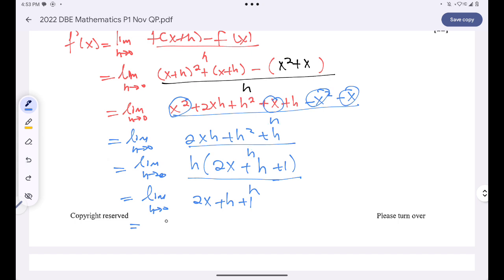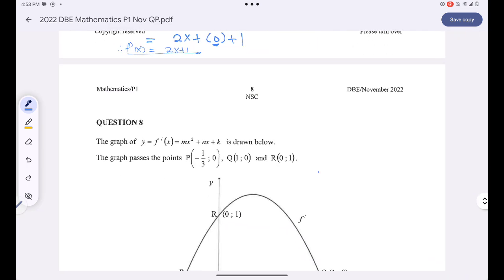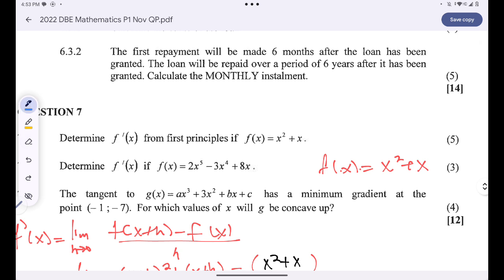So in this case, I'll be left with 2x plus 0 plus 1. Please note that whenever I'm substituting with 0, whenever I come across h, I no longer write limit as h approaches 0. So therefore, my derivative f prime of x will be 2x plus 1. All right, together. So from first principle, I found my f prime of x to be equal to 2x plus 1.